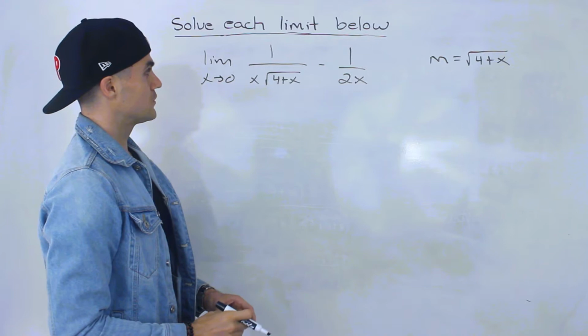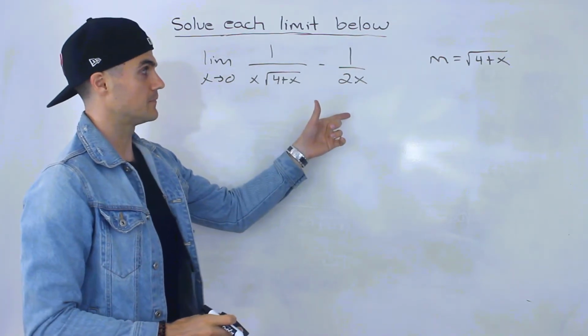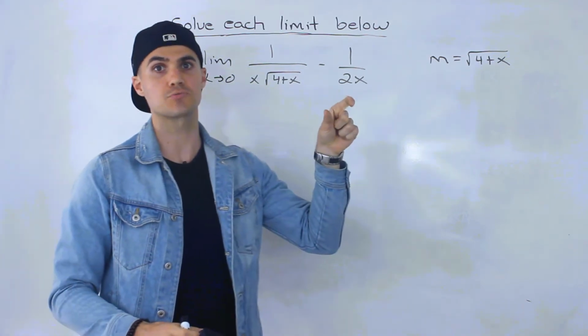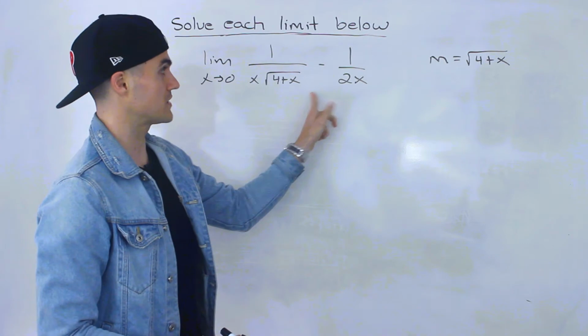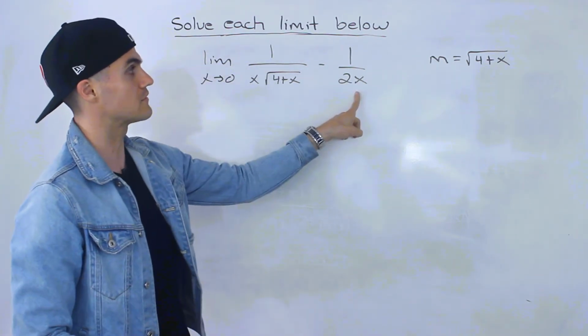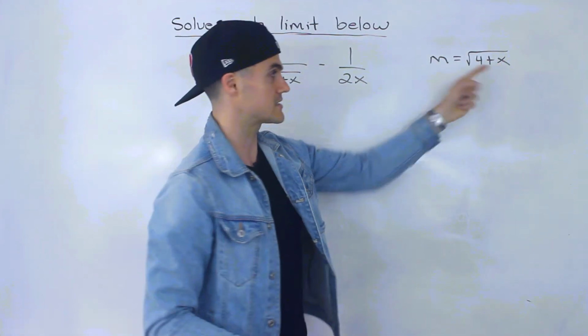And so what we have to do is basically for all the x's in this limit, we have to sub in expressions in terms of m. So for this root 4 plus x, we could just plug in this m here. But what about these x's here by themselves? Well, what we got to do is isolate for this x over here, and it's going to be in terms of m.